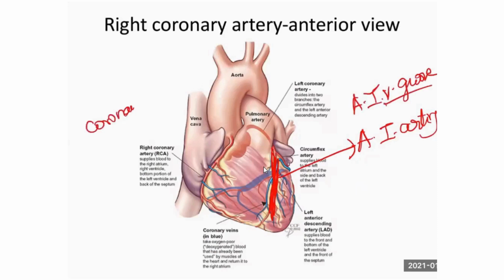What does the coronary sulcus lodge? Right coronary artery. What does the anterior interventricular groove lodge? Anterior interventricular artery, same name. The anterior interventricular groove is present between the right ventricle and left ventricle, and it lodges the anterior interventricular artery.